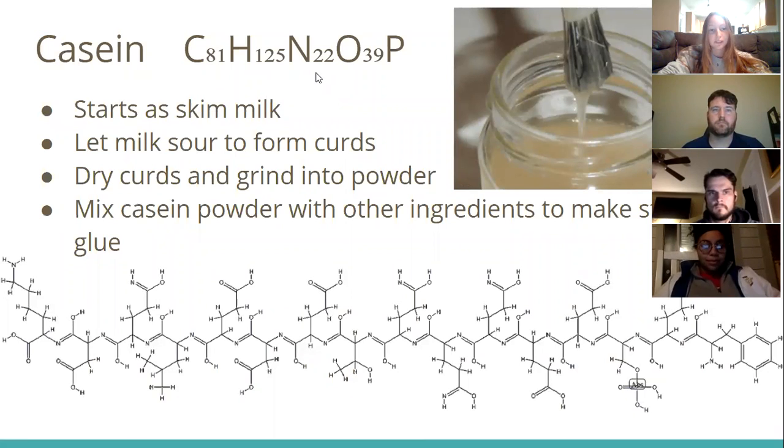It starts as skim milk, and then you let the milk sour to form curds, and then once the curds form, you can grind them into a powder. And you mix this powder with the other ingredients to make the strong glue. And you always mix it with water, and then if you mix it with baking soda, the glue will last longer and be more durable. But if you mix it with lime instead of baking soda, the glue is going to be water resistant, but it might not last as long.